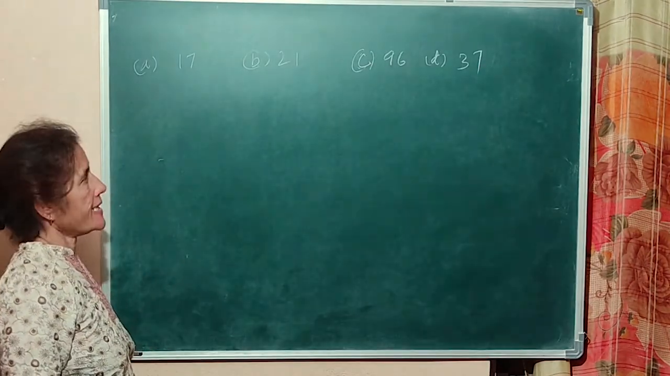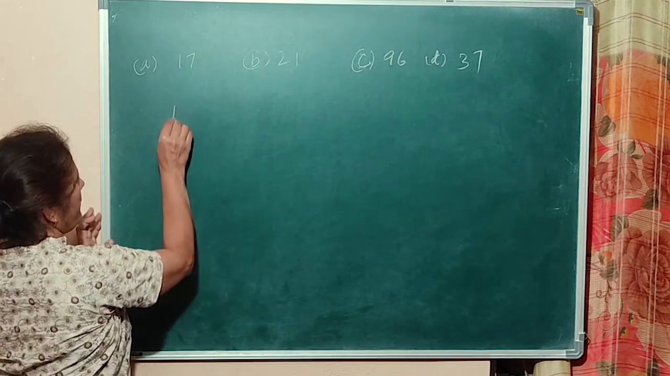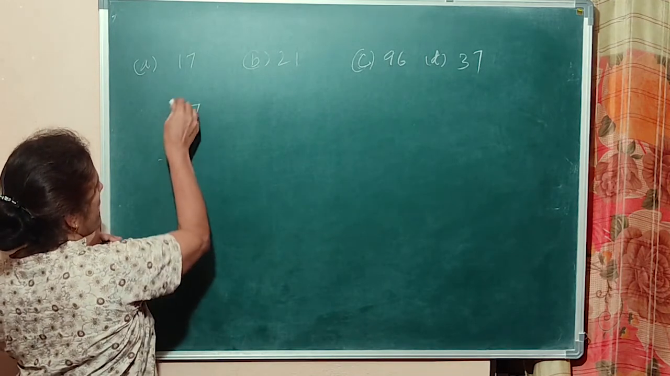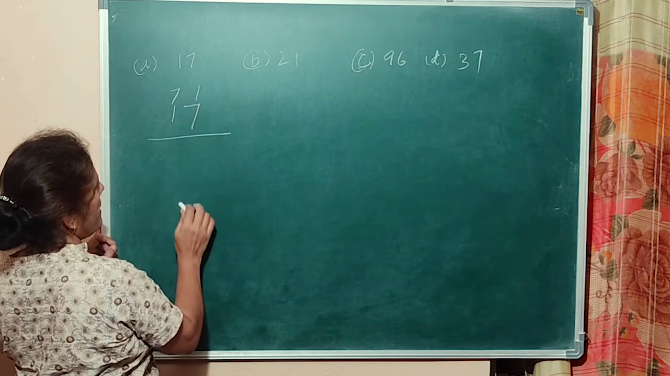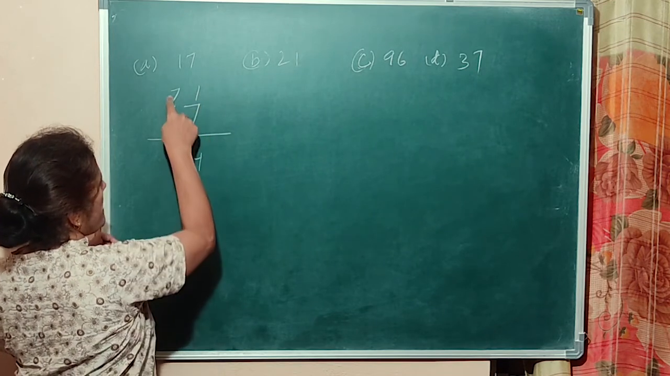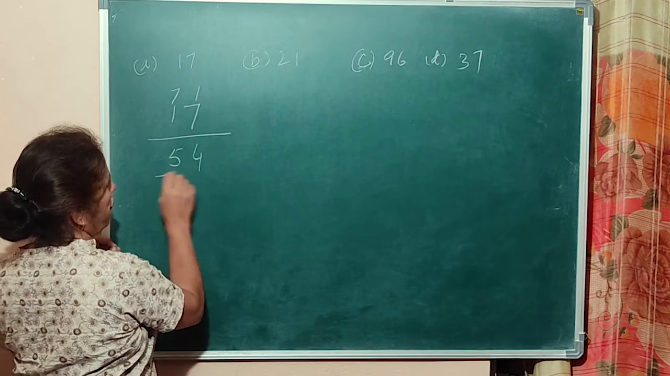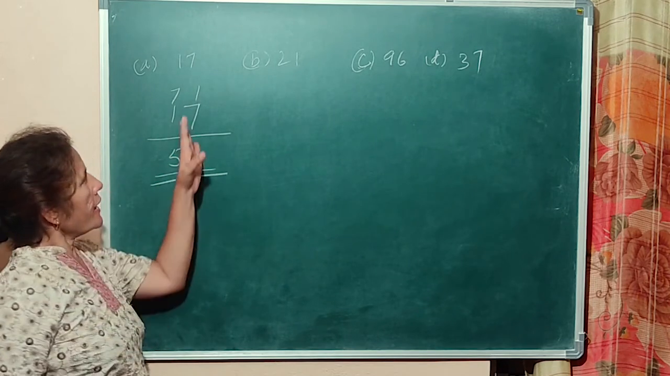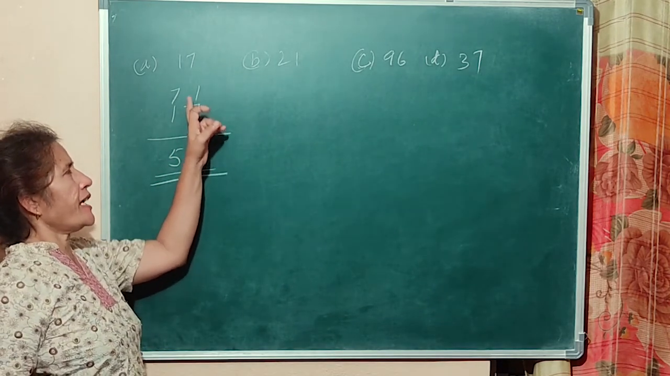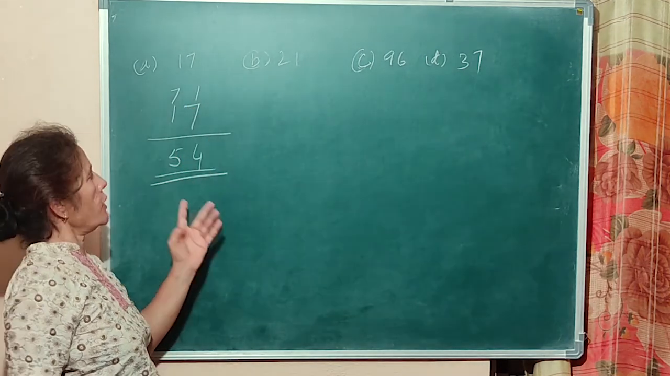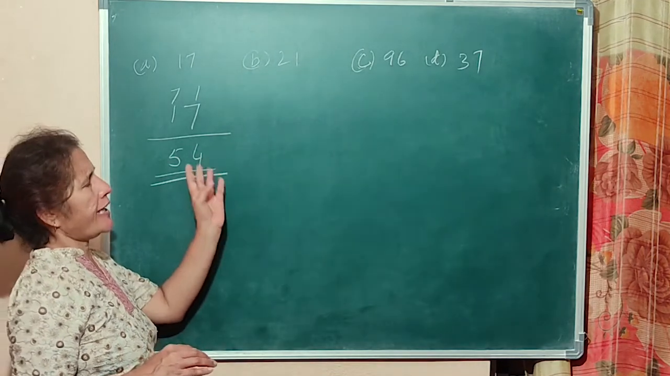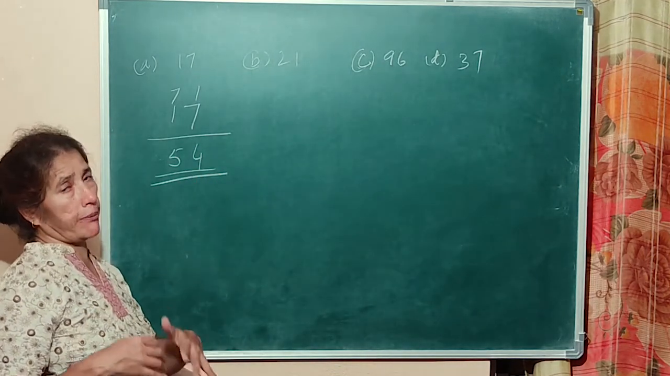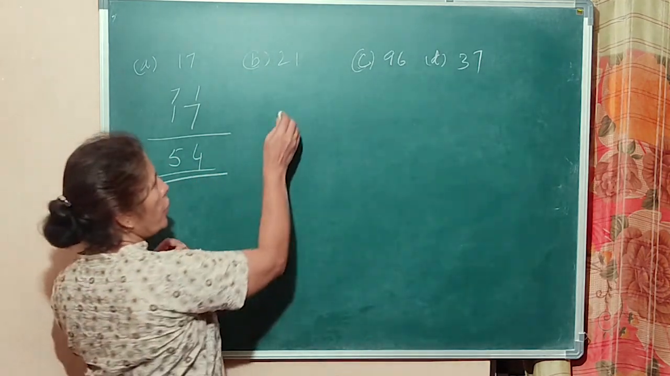Now look at this. 17, and when you reverse it, 71. 11 minus 7, 4. 6 minus 1, 5. 54. You can do 17 minus 71 also, and you get minus 54. To avoid the confusion, I did the bigger number minus the smaller number. That is better for you to understand.